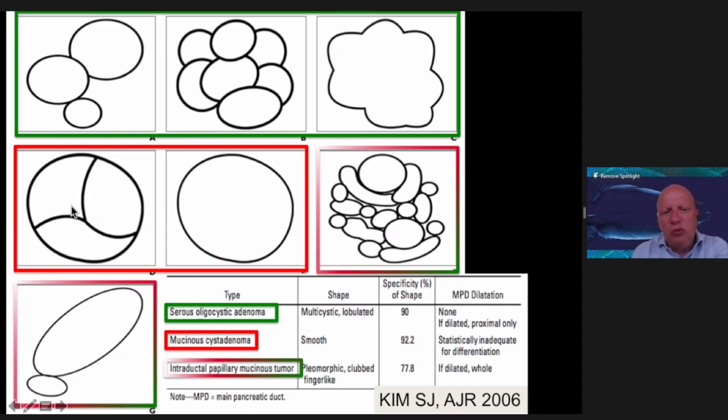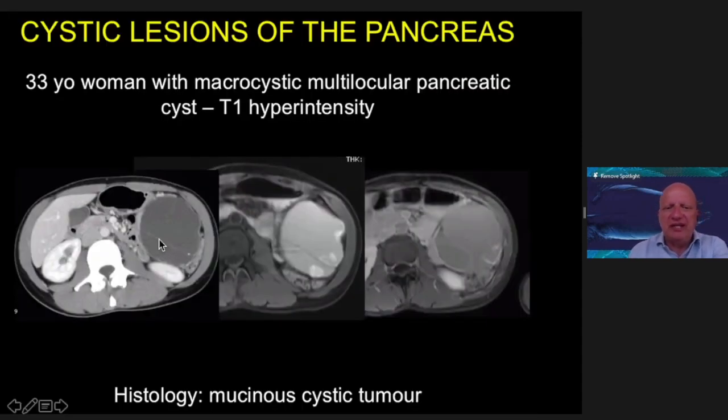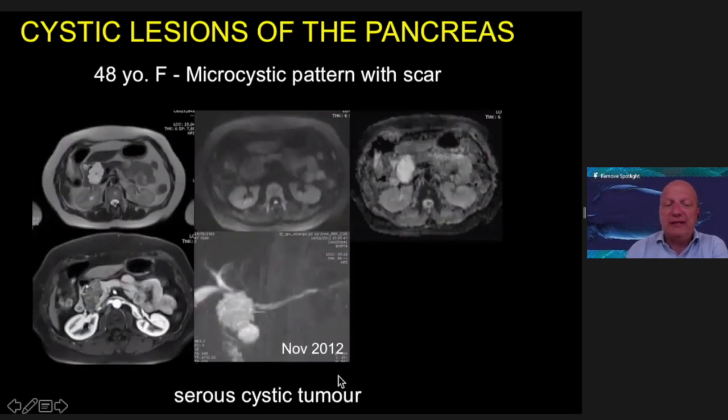Smooth contour with or without septa. These are more typical for mucinous cystic neoplasm. So, middle-aged woman, smooth contour with a high signal intensity content. This is typical for mucinous cystic tumor. More advanced age, microcystic pattern with the scar, very typical for a serous cystic tumor.